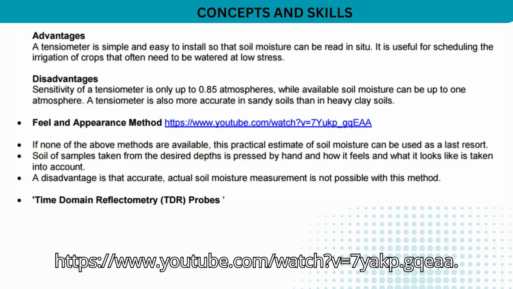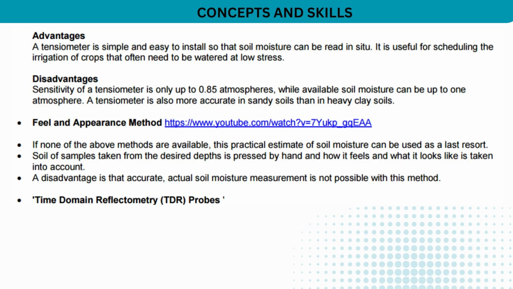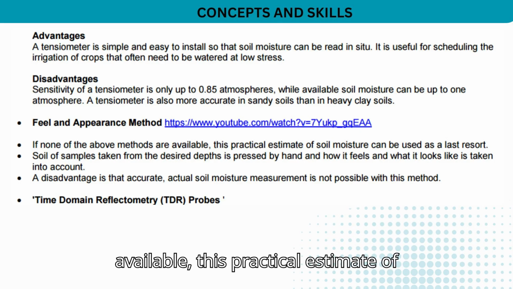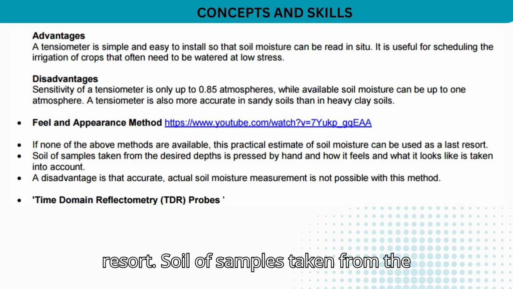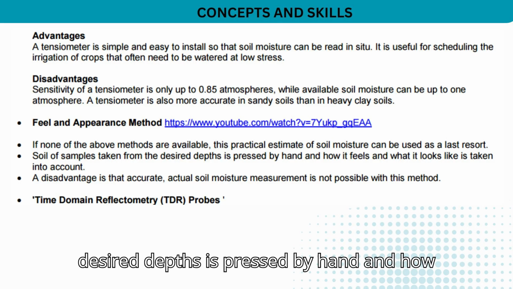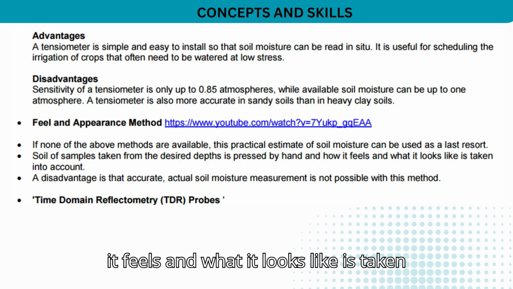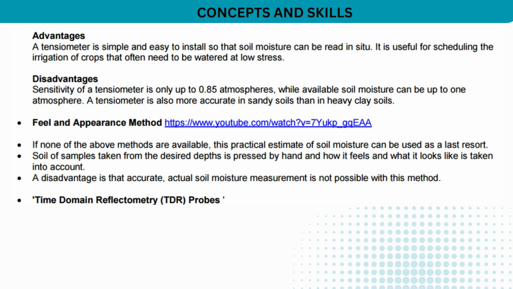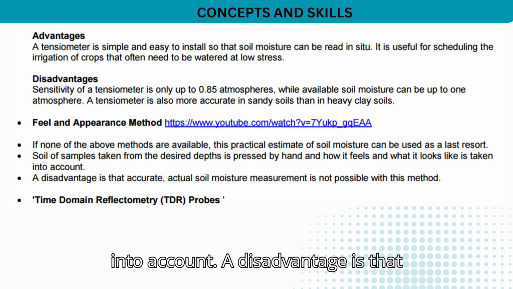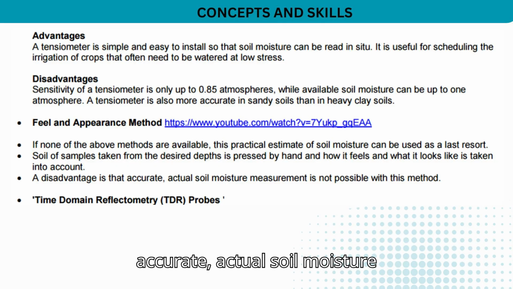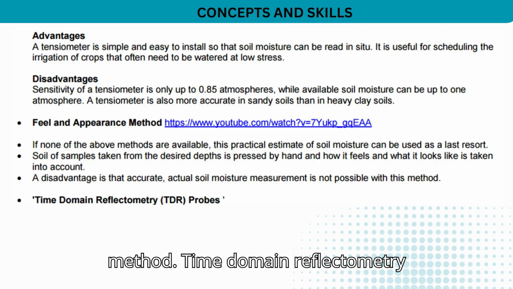Feel and appearance method. If none of the above methods are available, this practical estimate of soil moisture can be used as a last resort. Soil samples taken from the desired depths are pressed by hand, and how it feels and what it looks like is taken into account. A disadvantage is that accurate, actual soil moisture measurement is not possible with this method.